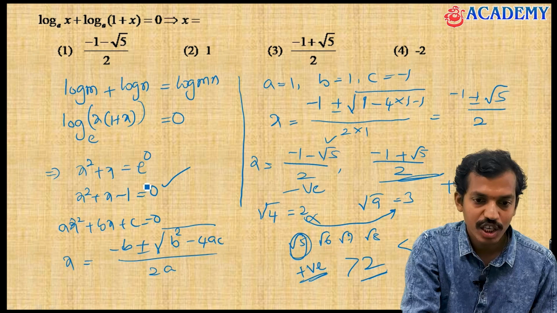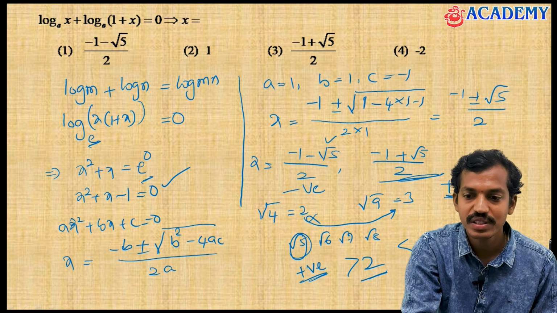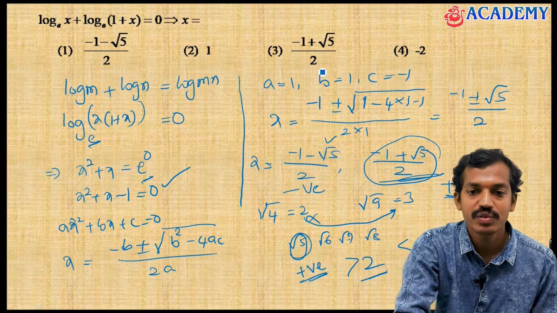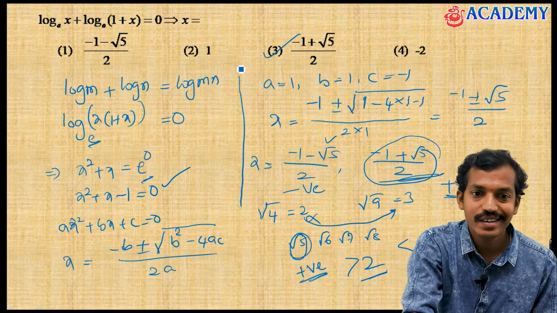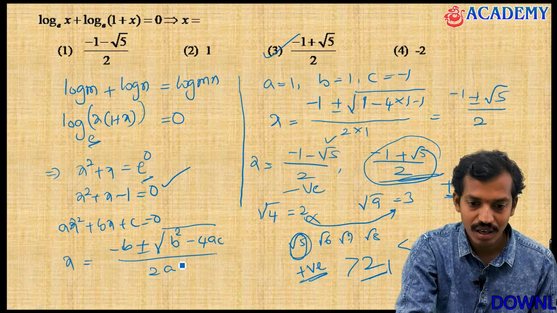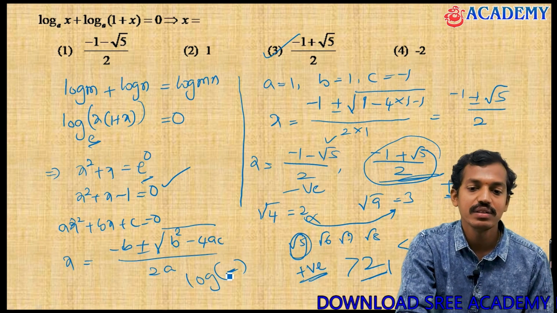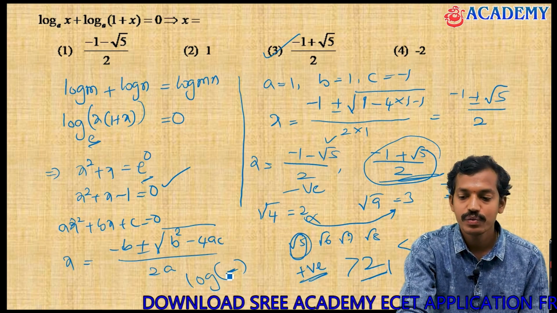We solved this in exponential form, and an exponential is always a positive value only. That's why you have to take the x value as minus 1 plus root 5 by 2, and not minus 1 minus root 5 by 2. Since x is inside a logarithm, whatever the value is, it has to be positive. That's why we take minus 1 plus root 5 divided by 2.